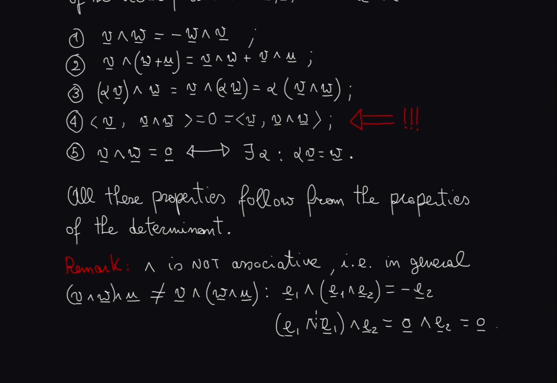On the other hand, if you multiply e1 vector e1 and the result vector e2, then already in the first factor we will be getting 0 because of property 5. So e1 is of course linearly dependent with e1, so we will be getting 0. And the 0 vector times any vector is going to be 0 vector because in the determinant the second row or the third row is going to be 0, so the determinant of a matrix with a 0 row is 0.